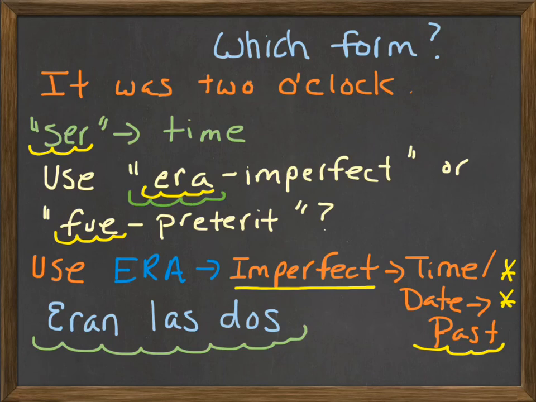Now, when you say a time, remember any time that's greater than 1 o'clock has to be in the third person plural. I know I'm trying to make this a little bit harder. So that's why it's not just era, it's eran, okay? So, it was 2 o'clock is eran las dos. You chose the imperfect because you have to with telling time in the past. You used ser because you always have to use ser with telling time.